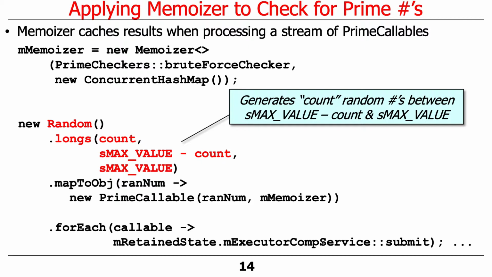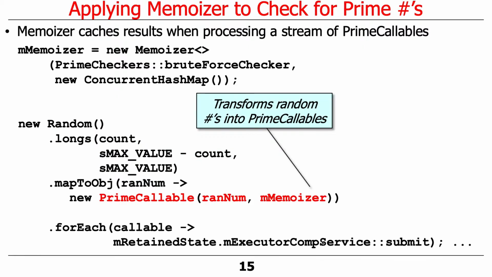We start by generating a stream of count random numbers that are going to be very large, and there'll be duplicates intentionally so we can get the benefits of caching. We then go ahead and create a new PrimeCallable, passing in this random number that was part of the stream, and our MemoiZer. So remember, the MemoiZer is going to transform these random numbers into PrimeCallables.